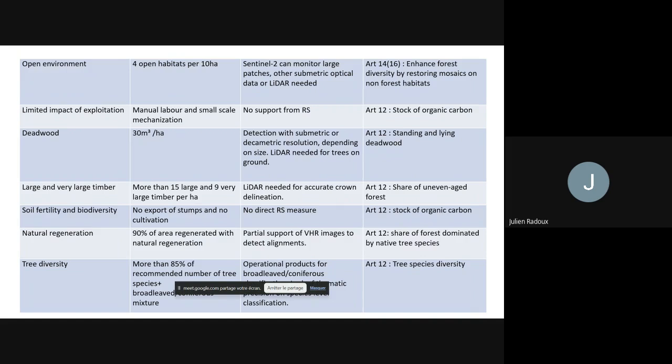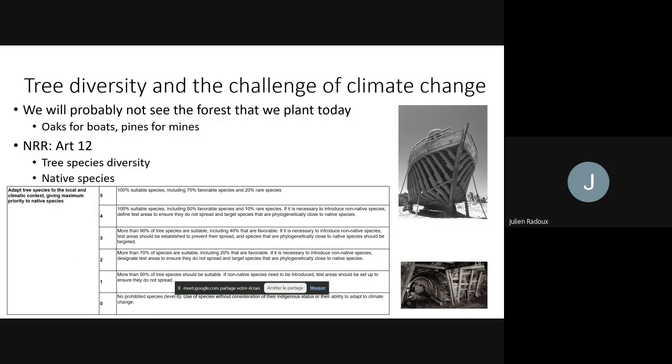So again, this is the second part. All those are part of one of the 5 groups that I showed before. And this is an example of what can be done. So for tree diversity, one of the big challenges is the climate change, because we will probably not see the forest that we plant today.